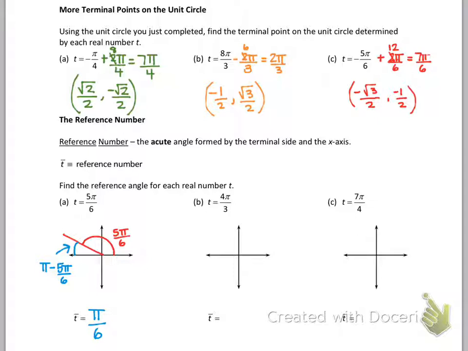So for the second example, 4 pi over 3, based off my unit circle, is about right here. So this whole angle around is represented by 4 pi over 3. So my reference angle is going to be right here. So since 4 pi over 3 is greater than pi, I do 4 pi over 3 minus pi. And when I subtract, I get pi over 3.